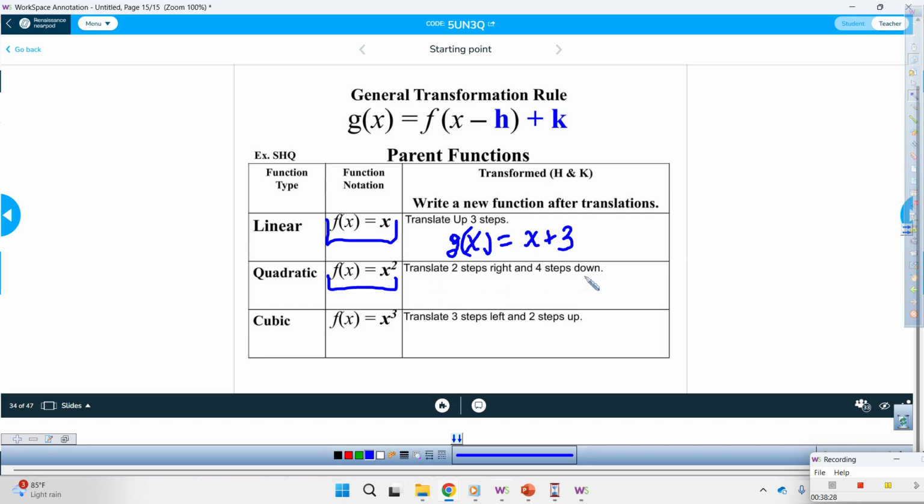Translate 2 steps to the right, 4 steps down. What would I write for my new function? G of x what? X minus 2, with a square, minus 4. Hands, if you got that? That is correct. We'll stop right there. That's going to be the home plate for tonight. You're going to be writing equations from graphs and from instructions.